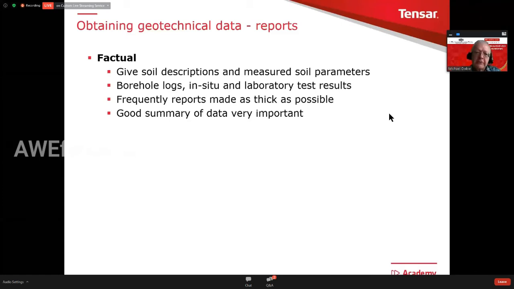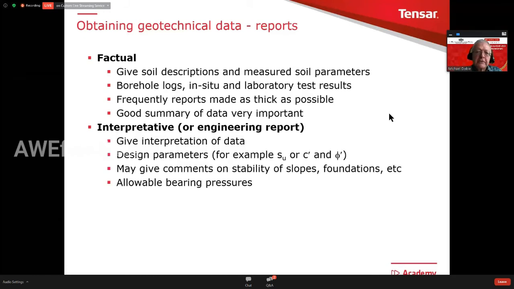There are factual reports, and these give descriptions of soils and parameters, borehole logs, maybe the results of in situ and laboratory testing. And it seemed to be the case, especially in the good old days of paper versions, that there was a target to make these as thick as possible. Therefore, one important skill is making a very good summary of the information in these factual reports.